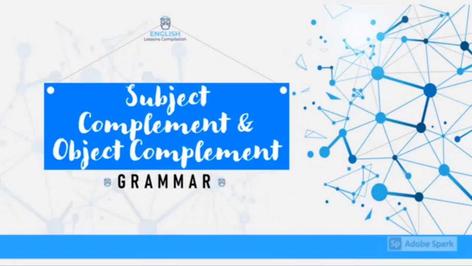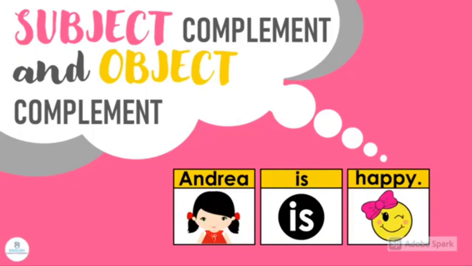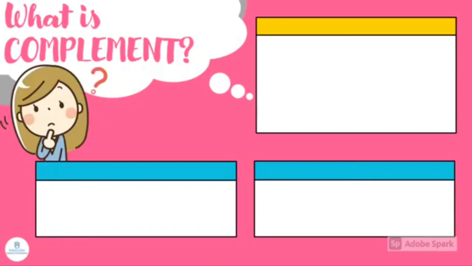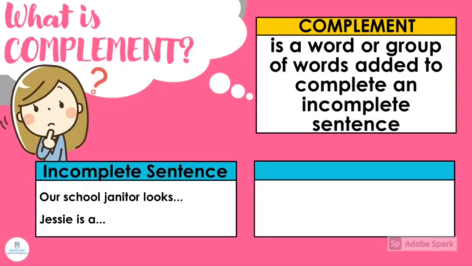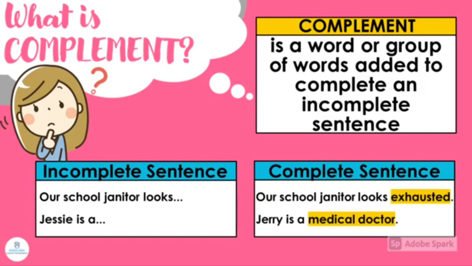Children, next we are going to see the next topic, that is subject complement and object complement. What is meant by complement? Let's see now. What is a complement? A complement is a word or group of words added to complete an incomplete sentence. See the example for an incomplete sentence. Our school janitor looks, Jessie is a. So, these are completed by a complement.